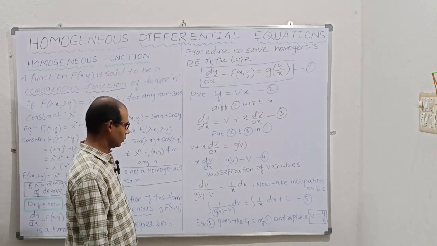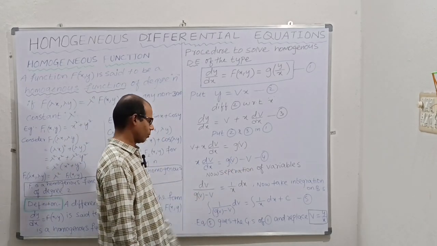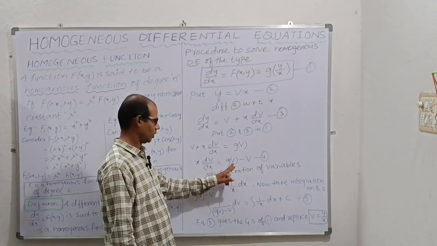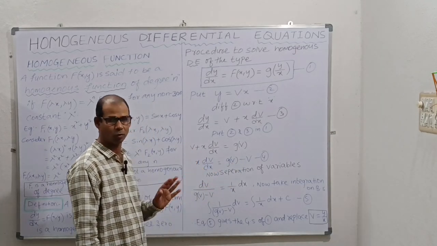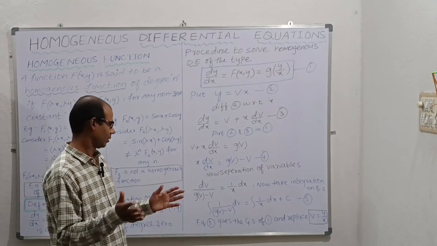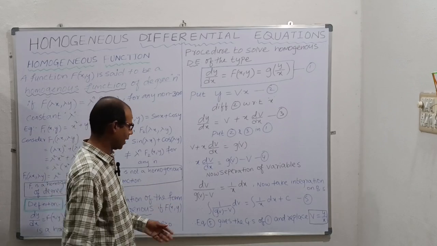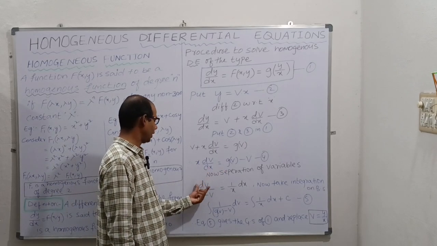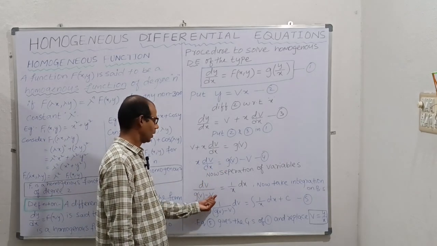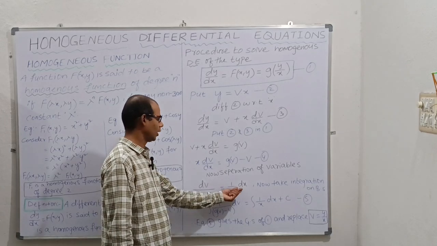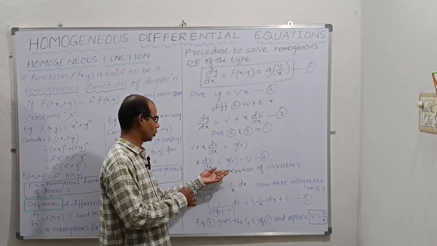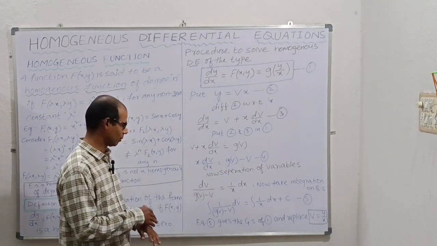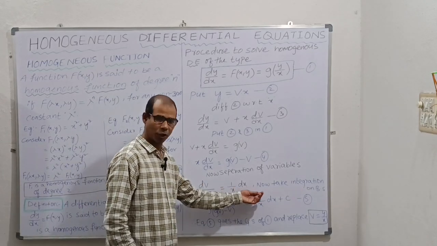Right? Now separation of variables. We have v, g of v, v, x, dx. So now we are going to do the separation of variables. Right? So now therefore dv upon g of v minus v is equals to 1 upon x into dx. So now we are going to do separation of variables for the equation number 4, and now we will get it like this. So now what we have to do?